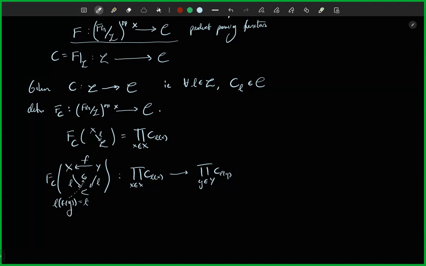That's right. The label of f of y is the label of y. Right? So in other words, from here, we also have that C of L of f of y is equal to C of L of y, because the labels are the same.